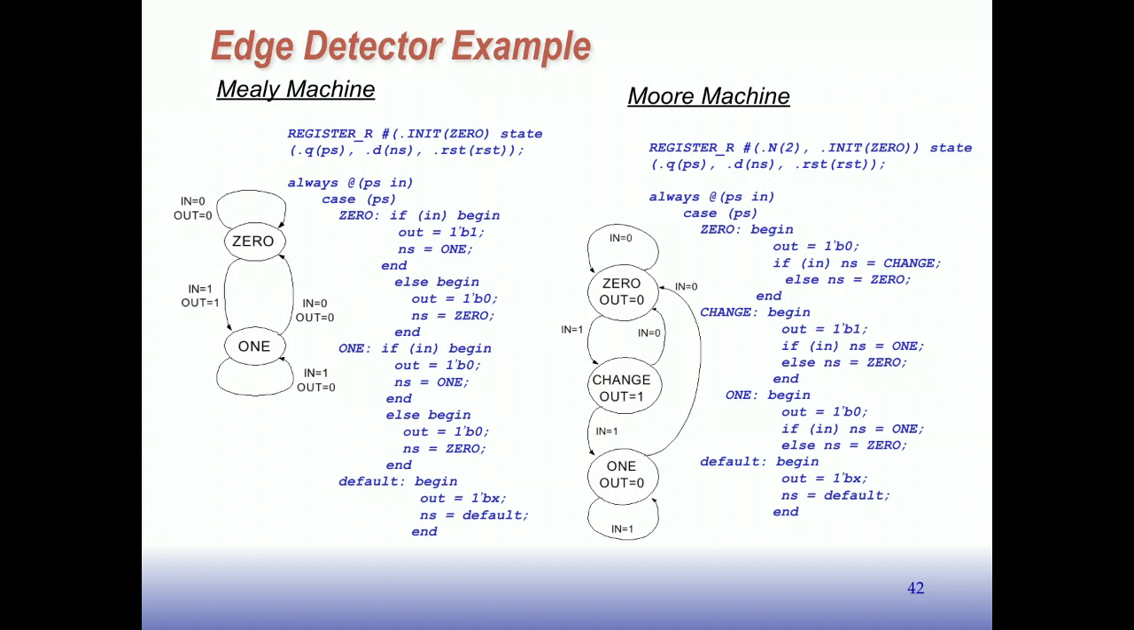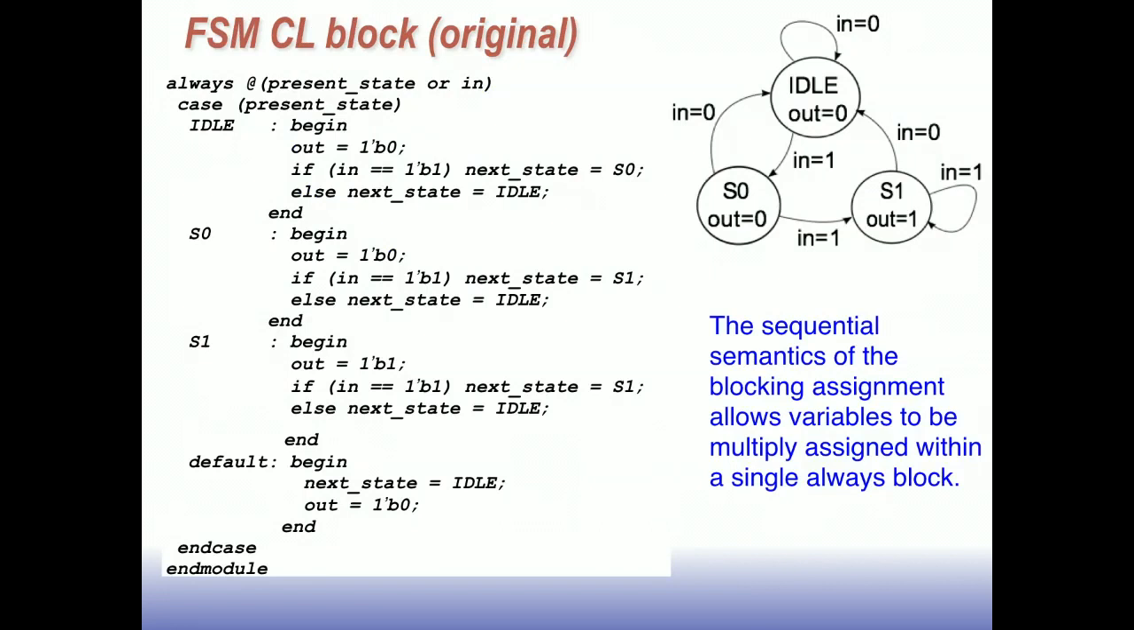Looks pretty simple, right? So I'm going to show you one more thing, which actually simplifies it even more: the sequential semantics of the blocking assignment. These kinds of assignments inside of always blocks, the kind we've been using for combinational logic, with the equal sign here, are called blocking assignments, for reasons I really don't want to go into, but just so you know that name. And these blocking assignments allow variables to be multiply assigned within a single always block. You can assign something and then assign it again. And the latest one is the one that actually takes effect.